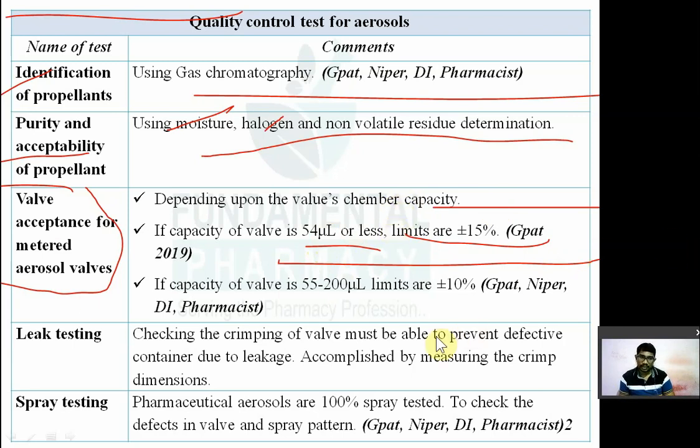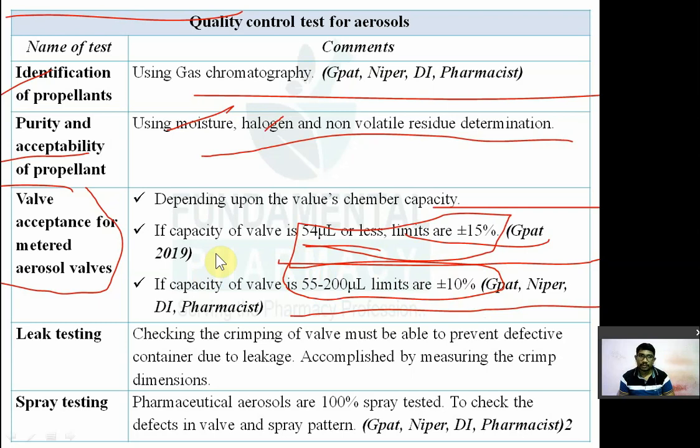Then again, if the capacity of your metered dose valve is around 55 to 200 microliter, then the limit is 10%. A question has come on this limit. The first one: if the capacity of the metered dose valve is 54 microliter or less, then the acceptance criteria is plus minus 15%. If the capacity is 55 to 200 microliter, then the acceptance criteria is plus minus 10%. Okay, then leak testing.